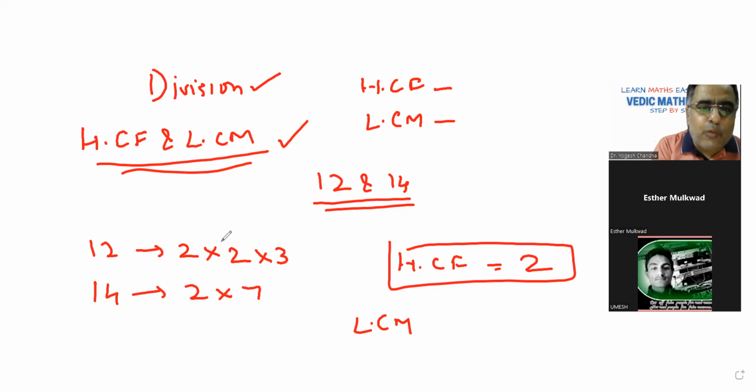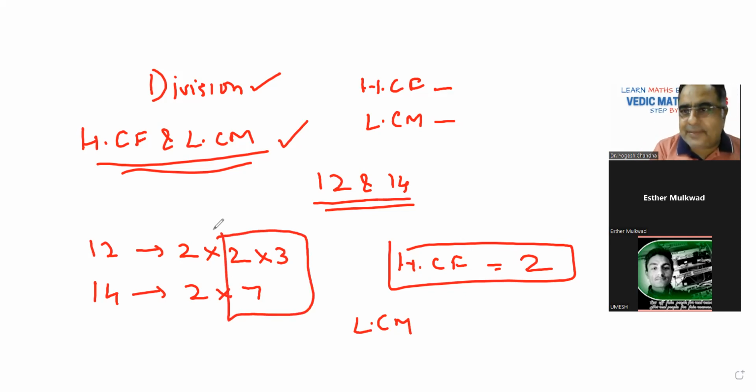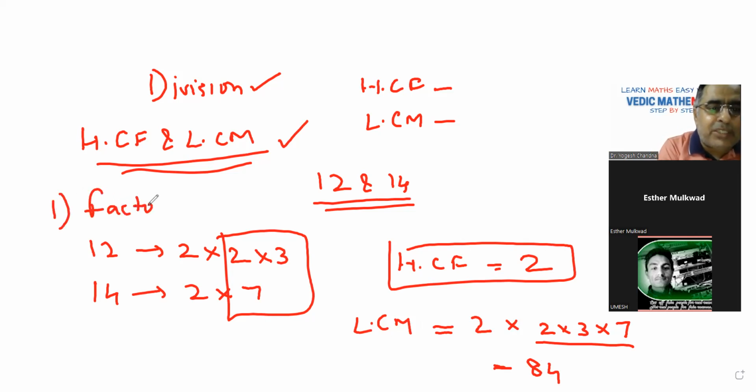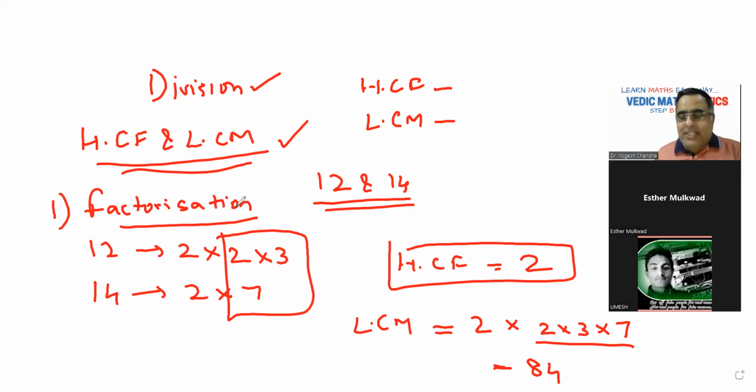See, I'll tell you, whatever is pending, we take that. So basically, LCM is what? HCF into whatever is pending. I'll explain it. So it would be 84. Now this is called the factorization method. Yes, Umesh, do you know this method? Yes, sir. So this is known as the factorization method of finding HCF and LCM.